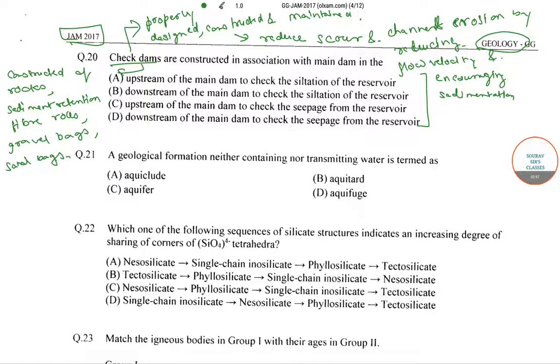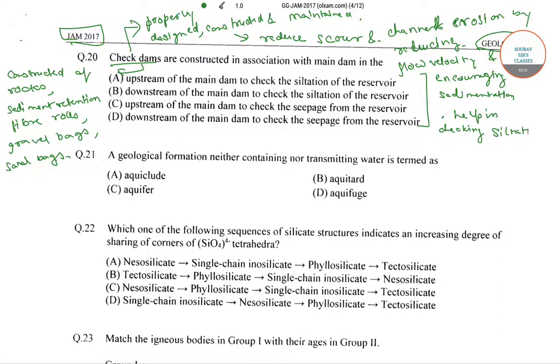And these dams, they are made upstream of the main dam to check the siltation of the reservoir. So they also help in checking the siltation of the reservoir, and they are constructed upstream of the main dam. So the correct answer of this question is option number A.